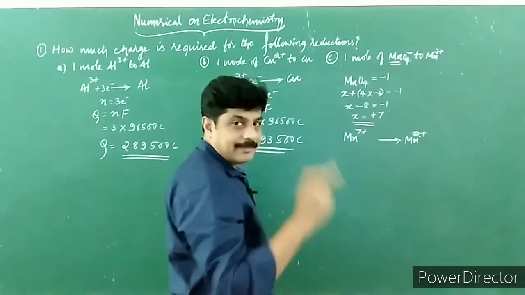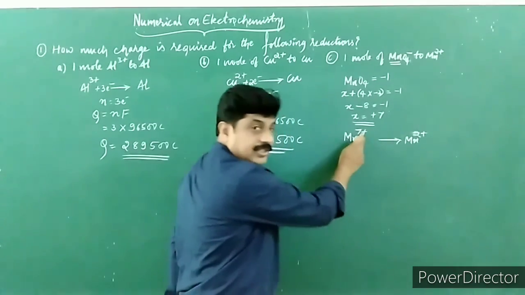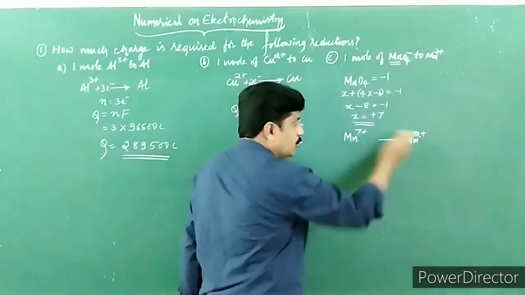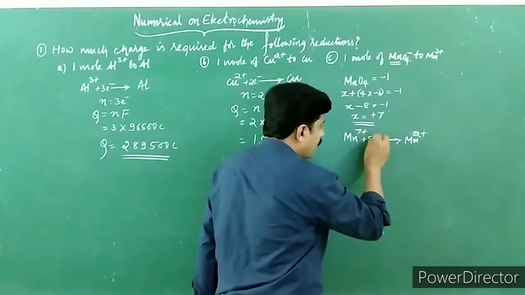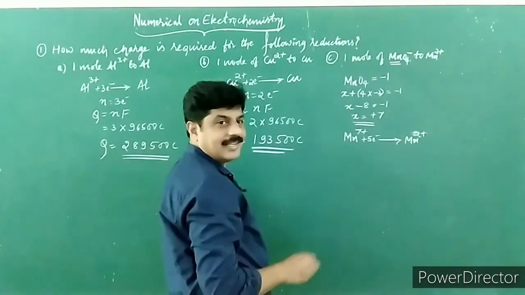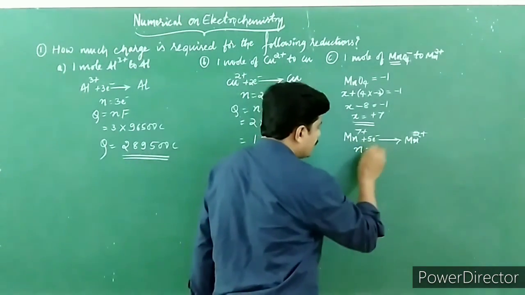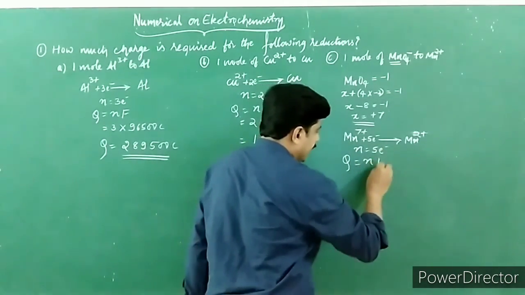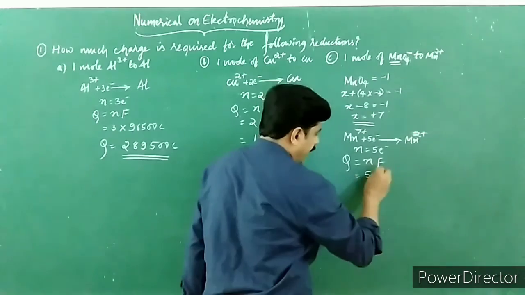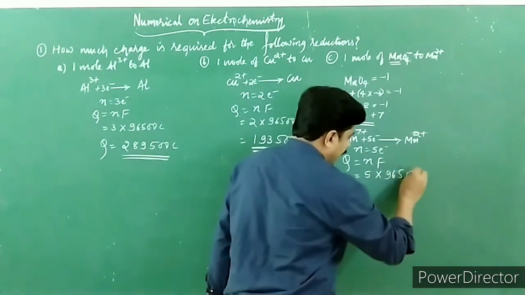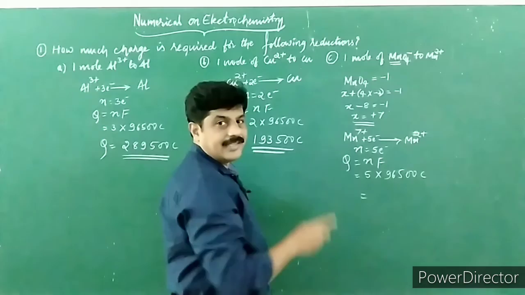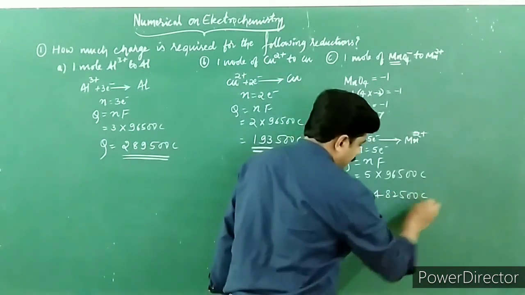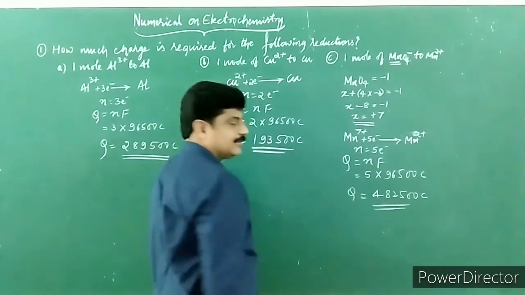Now I need to convert that into Mn2+. Remember, the decrease in oxidation number, that means what? A reduction. Now look at here, from 7 it is decreasing to 2. That means I need to add 5 moles of electrons. Children, in that case, now n is equal to how much here? n is equal to 5 moles of electrons, and you know the formula, Q is equal to n into F. n is what here? 5 into 96,500 coulombs. If you simplify, you are going to get 4,82,500 coulombs. So this is what Q.